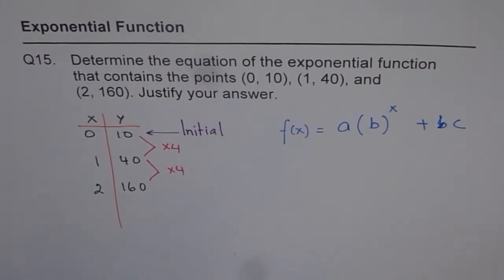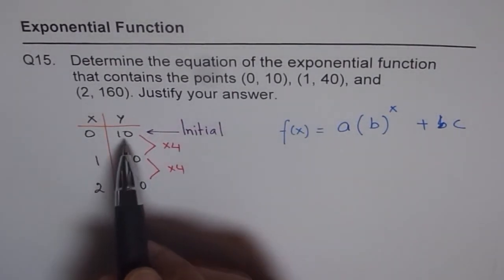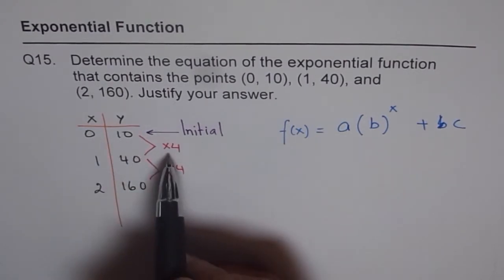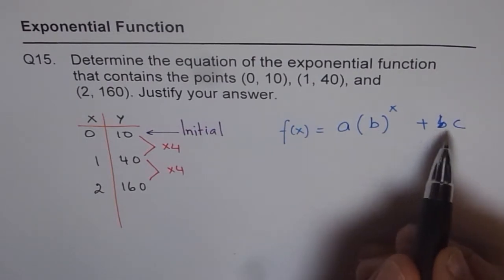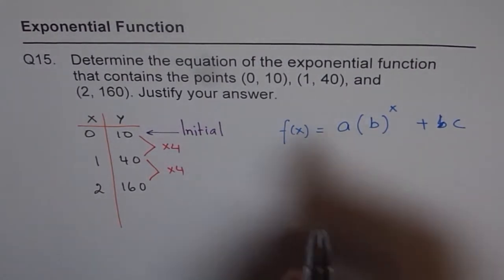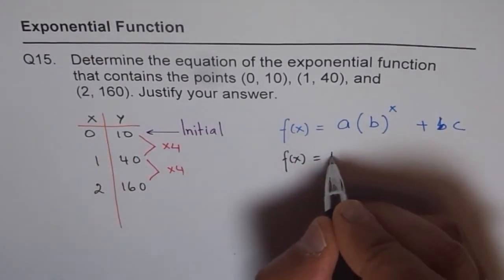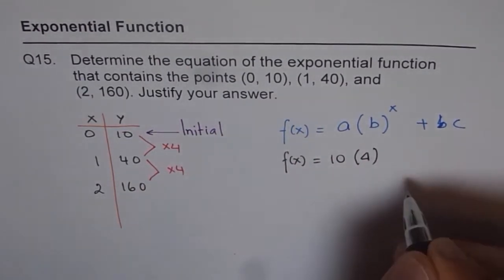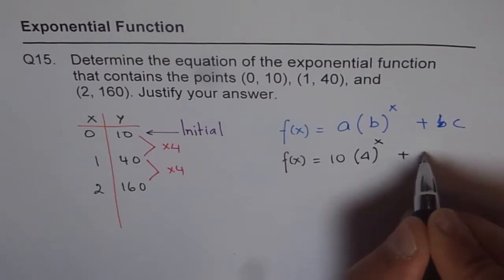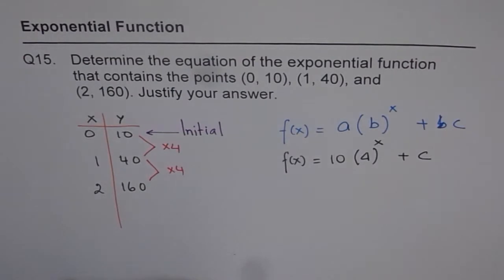Now this seems to be a very simple case. What we will do here is write a as 10, the initial value, and b as the multiplication factor by which it is exponentially growing, and then check what value c should be. So we can write our function as f of x equals 10, the initial value, times 4, by which it is getting multiplied every time, plus c. Now to find the value of c, we should check with these points.